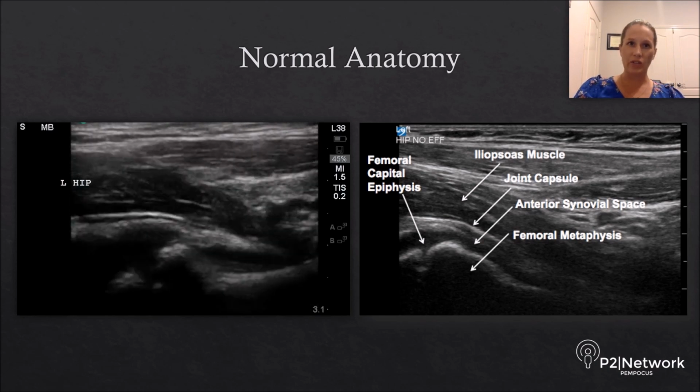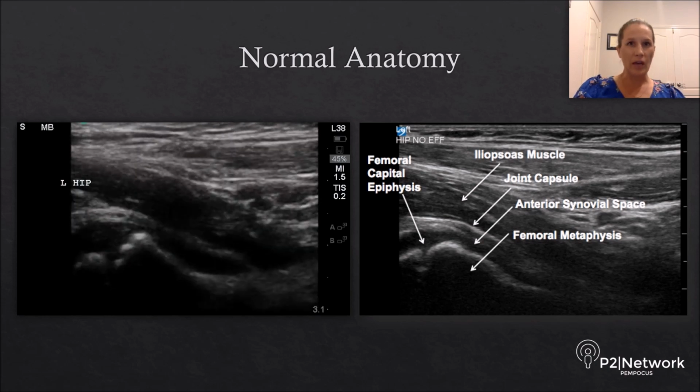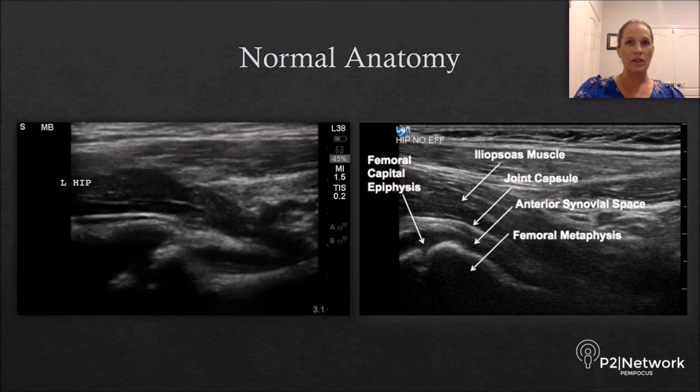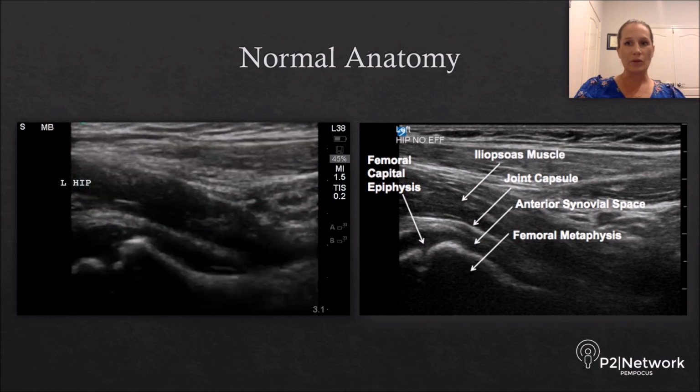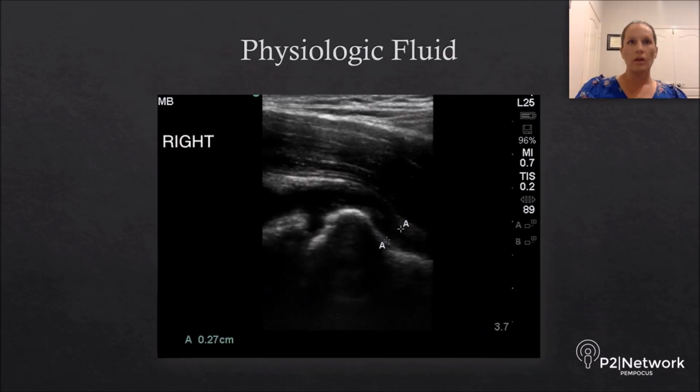The hip joint is formed by the articulation of the femoral head and acetabulum of the pelvis. The joint is enclosed by a fibrous capsule and surrounded by extracapsular ligaments. Normally, a small amount of physiologic fluid is present within the joint space, less than 5 millimeters.